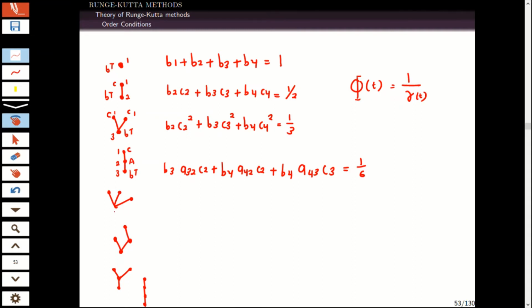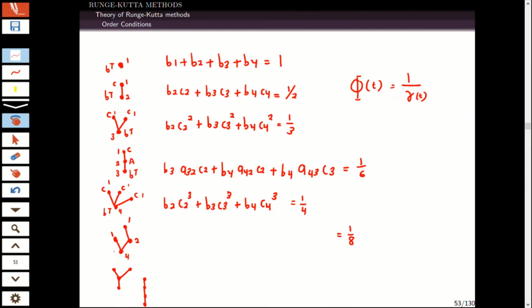Okay, now this one, it must have b transpose c cubed, and the densities are 4 times 1 times 1 times 1, so it will be 1 over 4. Okay, so I can have b2 c2 cubed plus b3 c3 cubed plus b4 c4 cubed. Okay, now for this tree here, what's the density? 1, 2, 3, 4, 1, 2, 1, 1. The density is 8. Okay, 1 over 8.